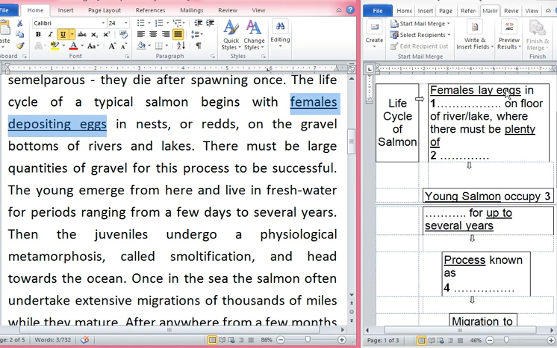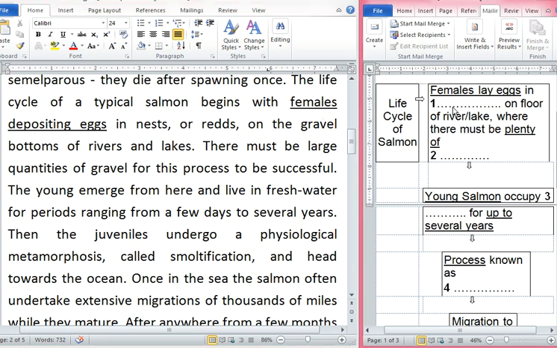So female lay eggs in dash, and I have to find the answer in one word. So here it says female eggs in nests or redds. So whatever you write, the answer will be correct. Either you can write nests or you can write redds. Both are correct answers. So if you want, you can write your answer here, nests. I'm not going to write it here, but you can write the answer nests here. I'll show you the answer next.